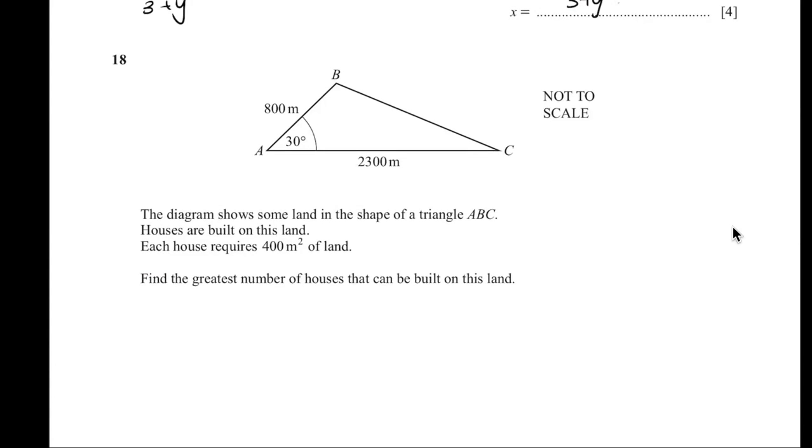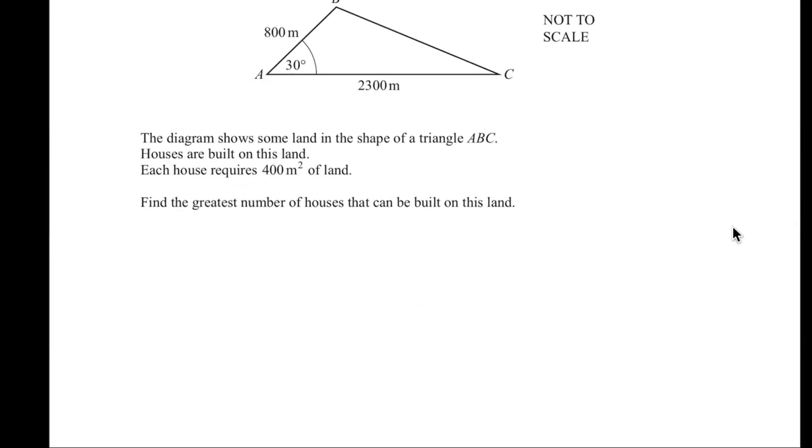Okay, next, question 18. The diagram shows some land in the shape of triangle ABC. Houses are built on this land. Each house requires 400 square meters of land. Find the greatest number of houses that can be built on this land. So all you need to do is find the area of the triangle. Half AB times AC, half AB sine C.